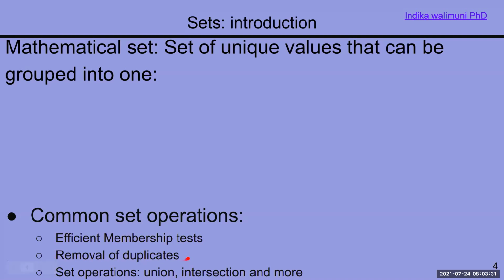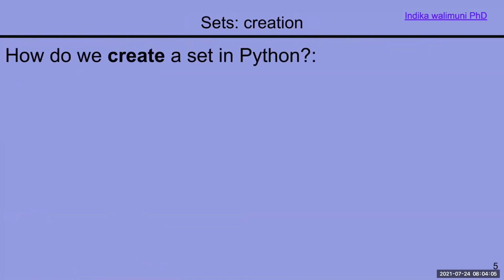Removal of duplicates you can do efficiently as well, because when you create a set, you only absorb the unique and distinct values. So you can remove duplicates in a list of other objects. And sets support set operations: union, intersection, and more. Basically it supports all the mathematical set operations.